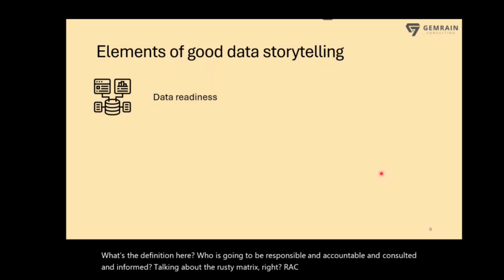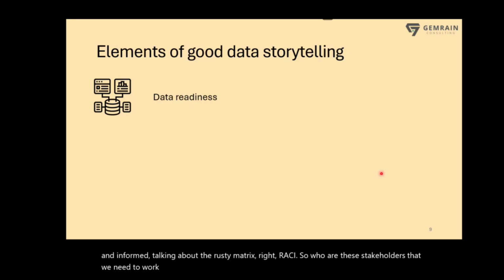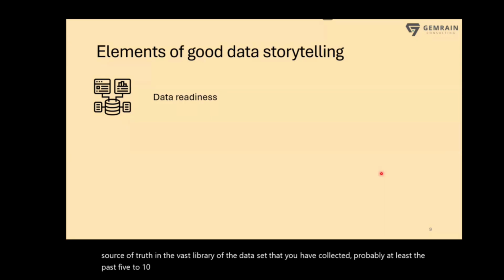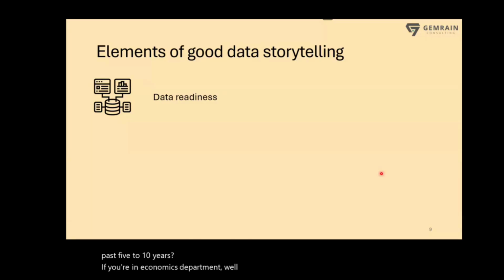RACI. So who are these stakeholders that we need to work together with to make sure that the data is consistent and there is a single source of truth in the vast library of the data set that you have collected, probably at least the past 5 to 10 years. If you're in the economics department, well, maybe 20, 30 years, right? So data readiness is one of the major elements.